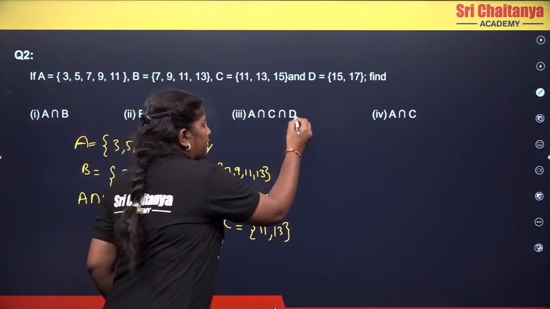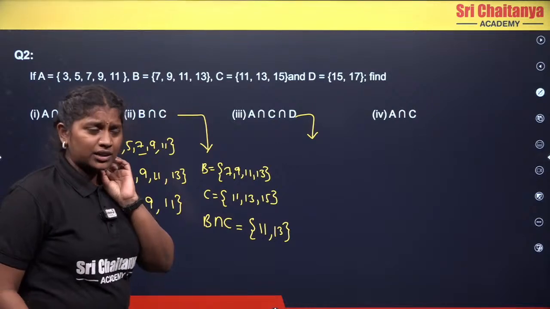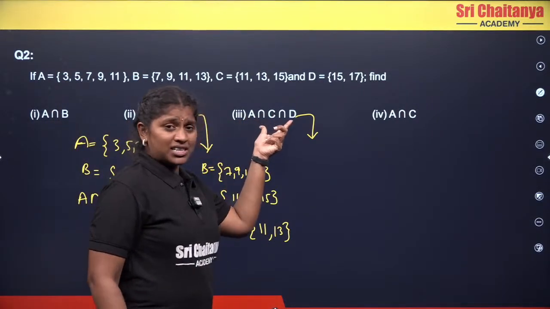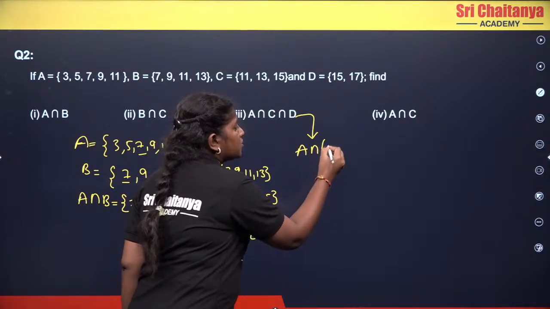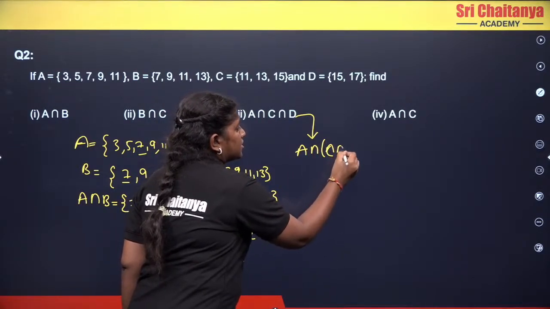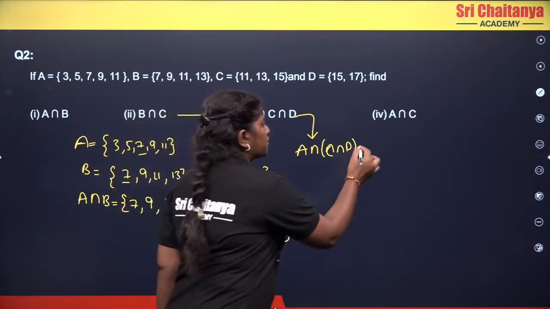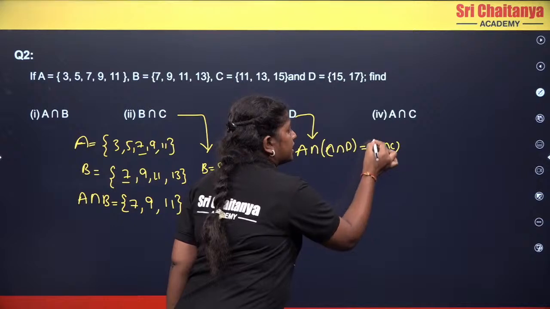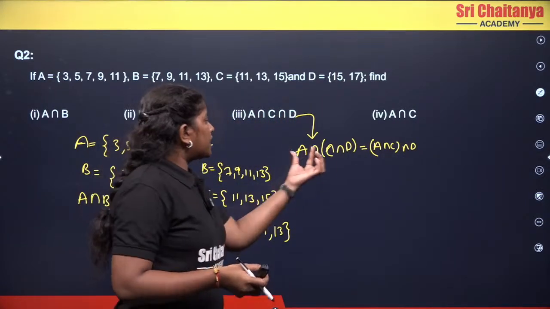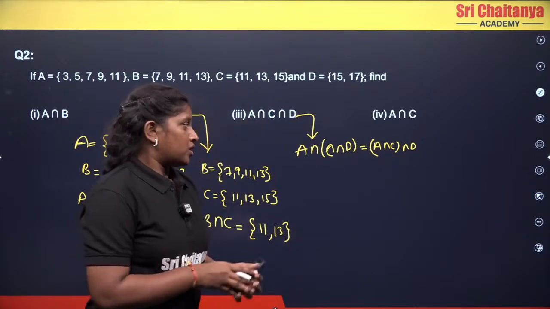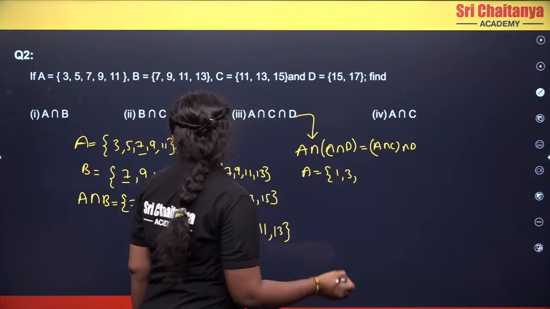Now similarly we can write for A intersection C intersection D. Most of the students will get a doubt about how we can solve it if we are having three sets in the intersection. So if you take A intersection the whole intersection of C intersection D, this can be equal to A intersection C whole intersection D. As we learned in the associative law, we can apply this and solve it. So now we will take A, which is the set of 1, 3.